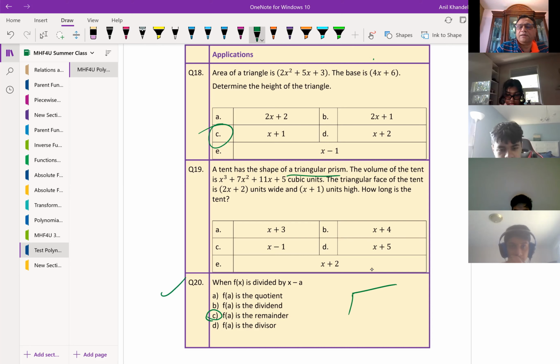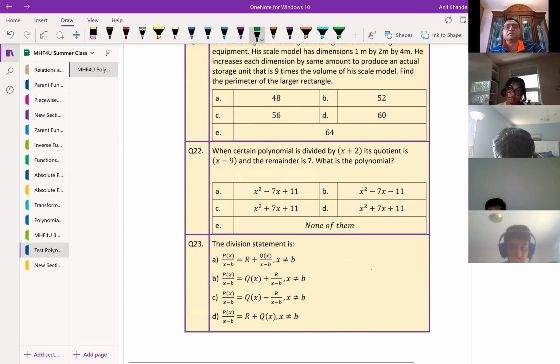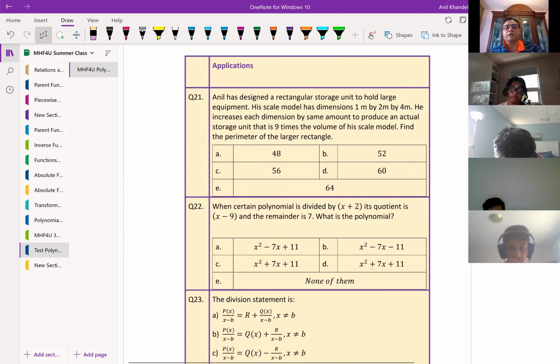So when you divide f of x by x minus a, you get a quotient and you get a remainder, right? So what is the remainder? The remainder is f of a, right? That is the remainder theorem, correct? Yeah, that is what it is.